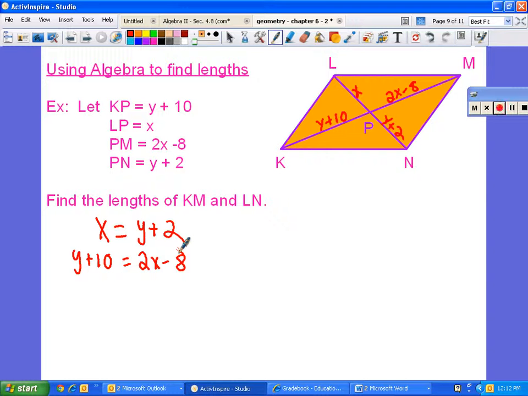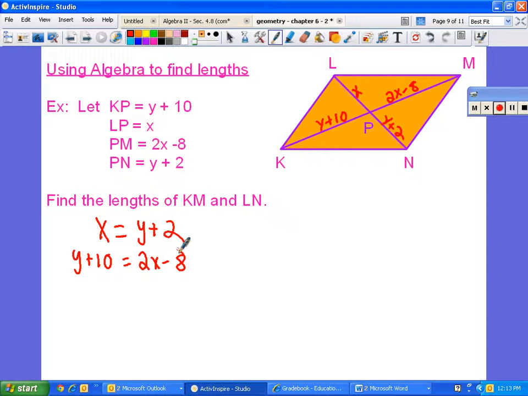Prakaya, what do you see as a problem here that's going to give us trouble in trying to solve these equations? What looks kind of weird as compared to all the other equations we've ever done? There's a y. We not only have an x, but we have a y. We have two equations and two variables.